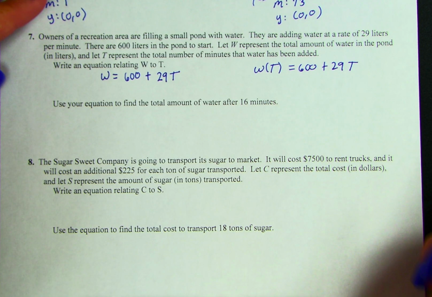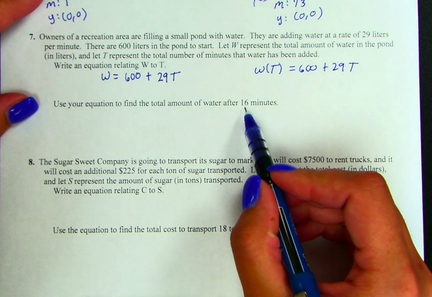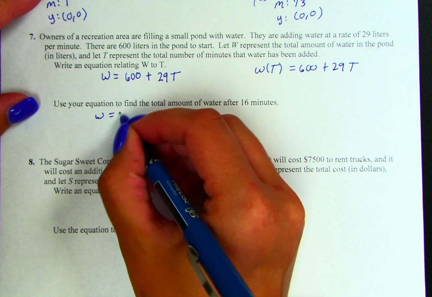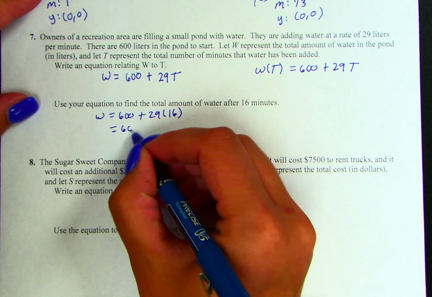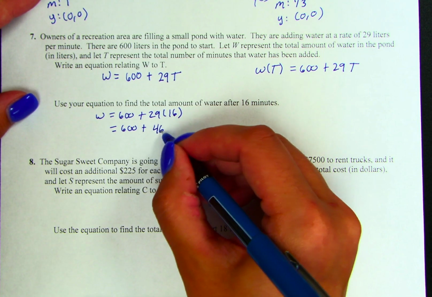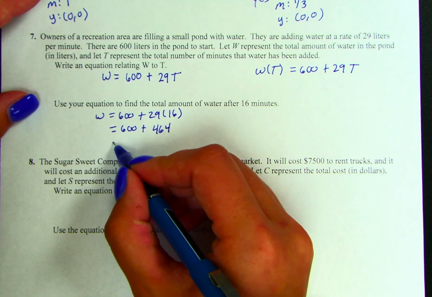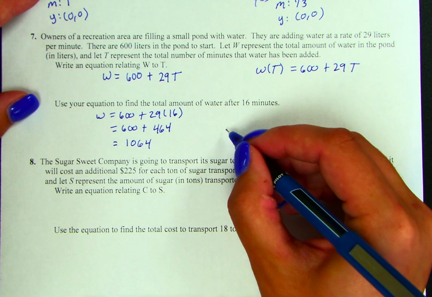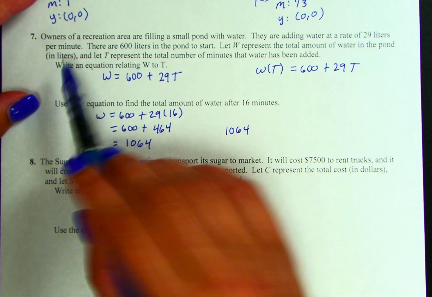Okay. And then this says, use your equation to find the total amount of water after 16 minutes. So that just means I'm substituting the 16 in for time and then simplifying. So we are going to have 600 plus, and then 29 times 16 is 464. And if we add those together, that gives me 1,064. Okay, and again, I need to remember my label, so that 1,064 represents the liters of water.